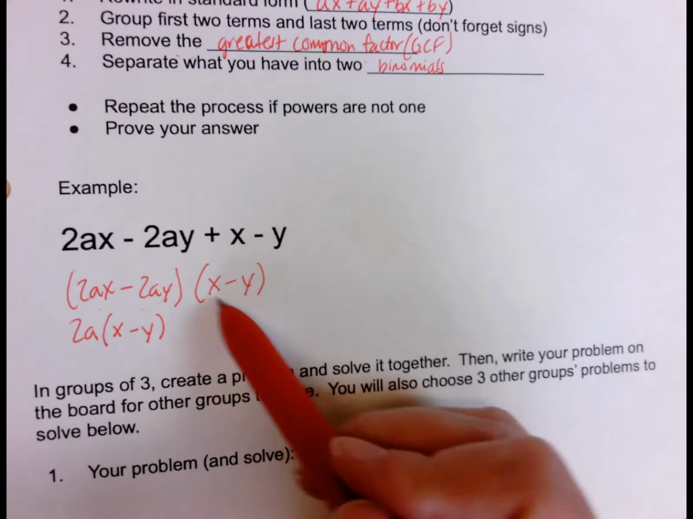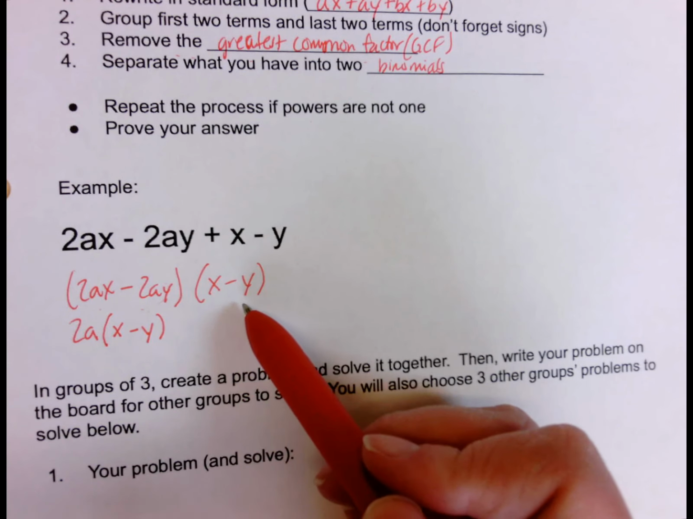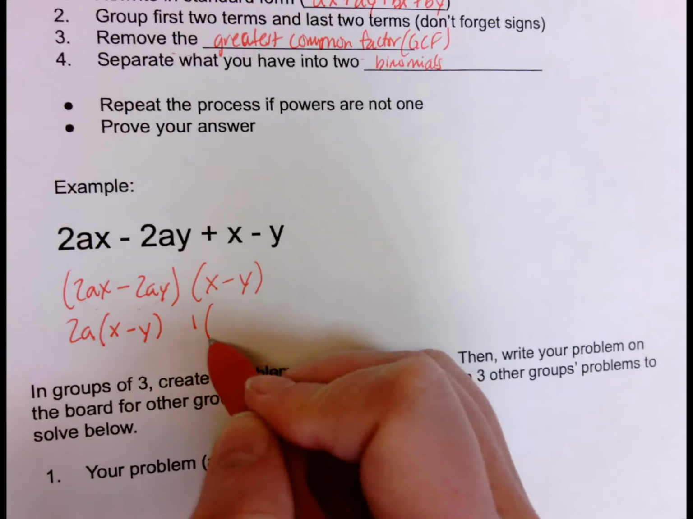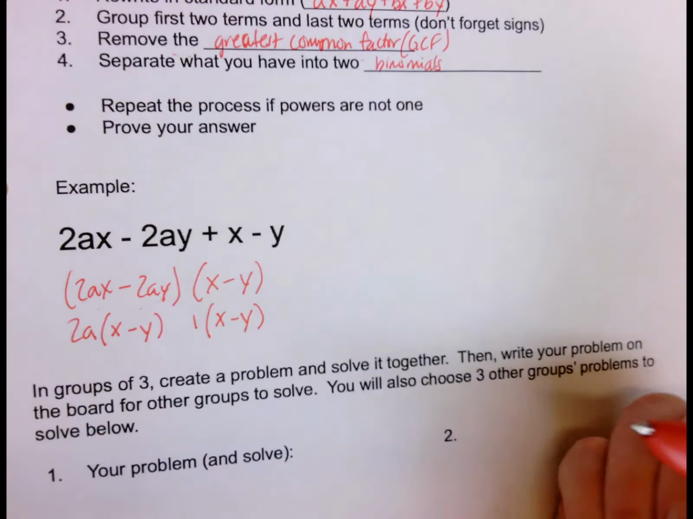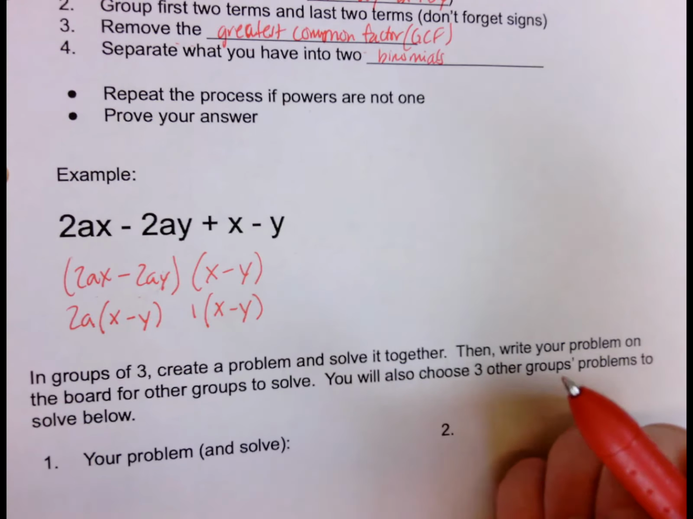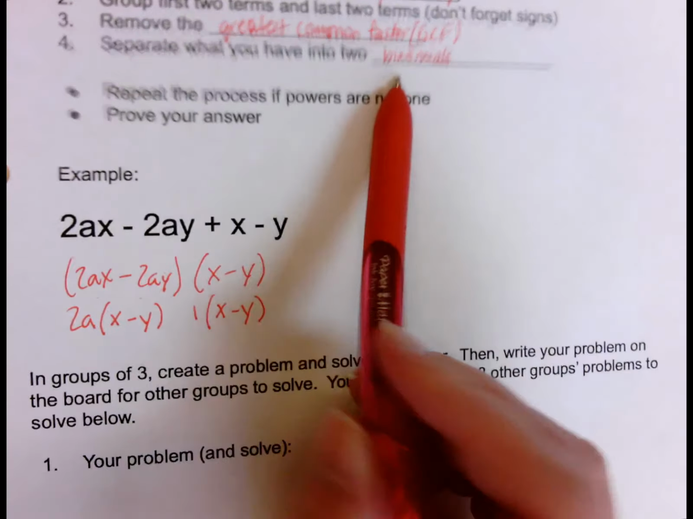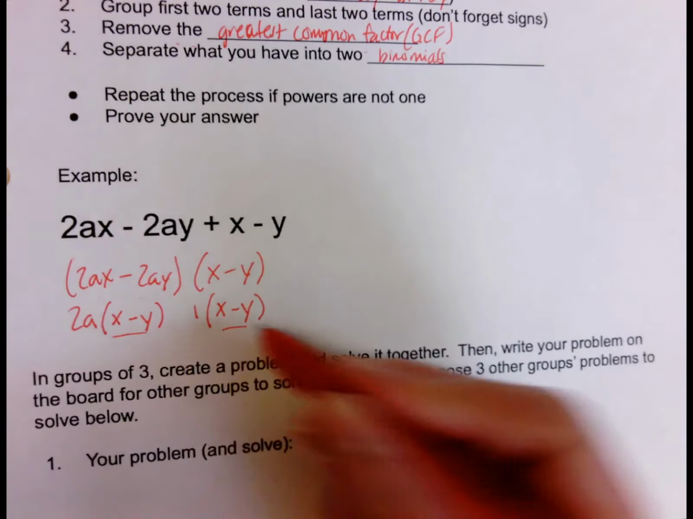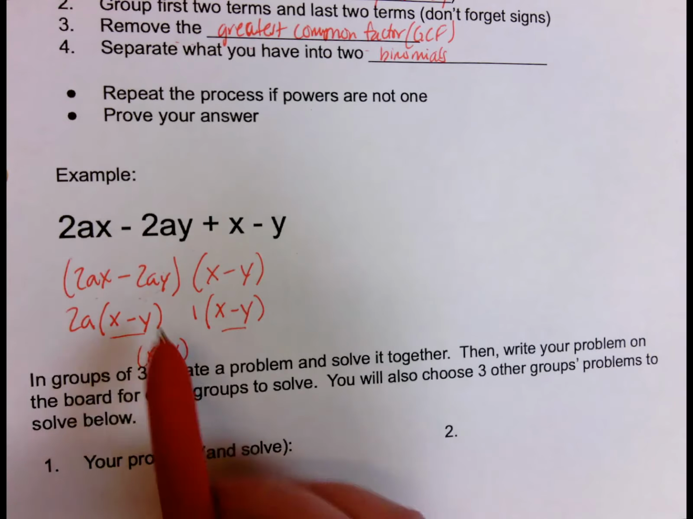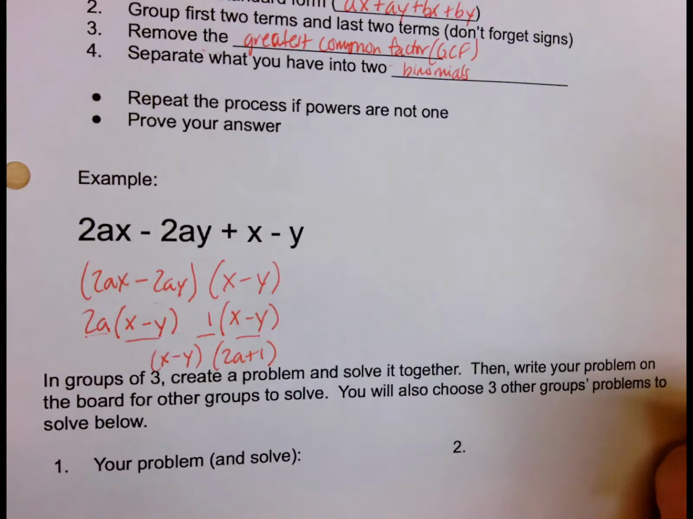Now, in this second one, if I look at x minus y, there is no greatest common factor. So the only thing that I can do is take out 1. I'm going to have a 1 here, and I'm going to leave the factor as it is. Normally we would just call that prime, but we do need to have something there. So 1 is our greatest common factor. Now, final step, separate what you have into 2 binomials. So same process as before, x minus y is the common factor between the 2 of them, so that's factor number 1. And the leftovers, 2a plus 1, are going to be the second factor.